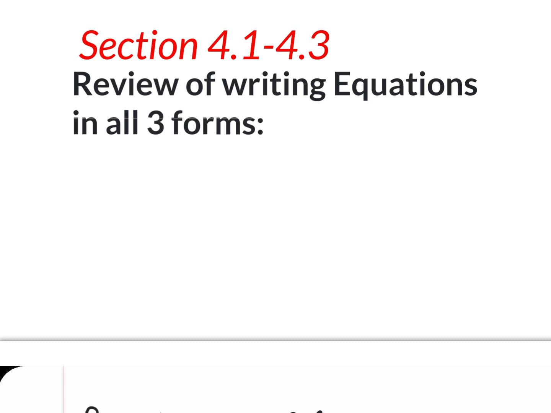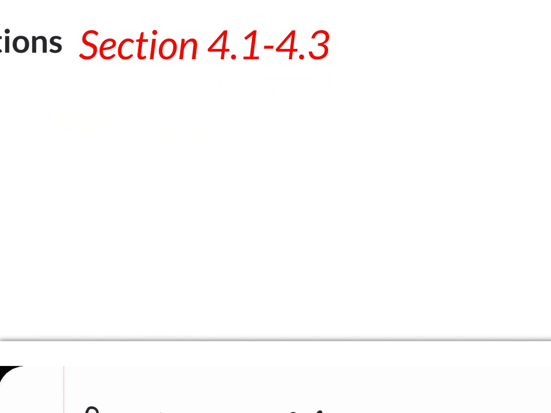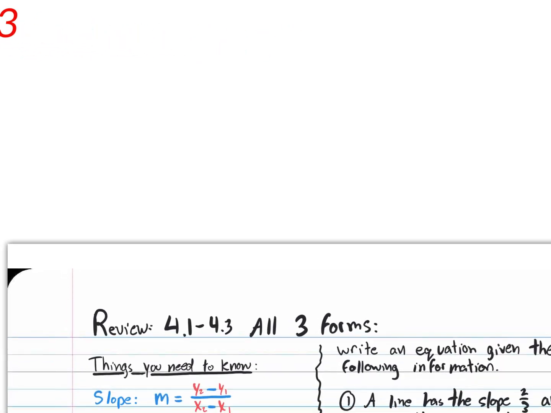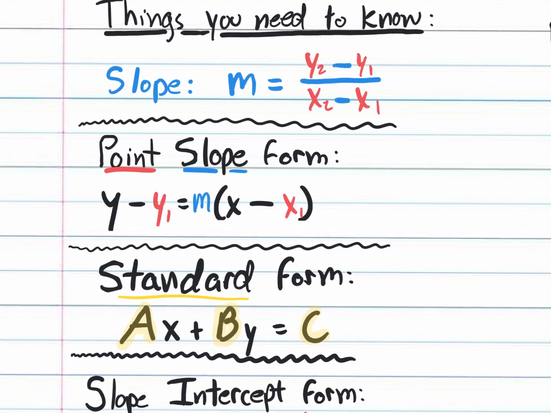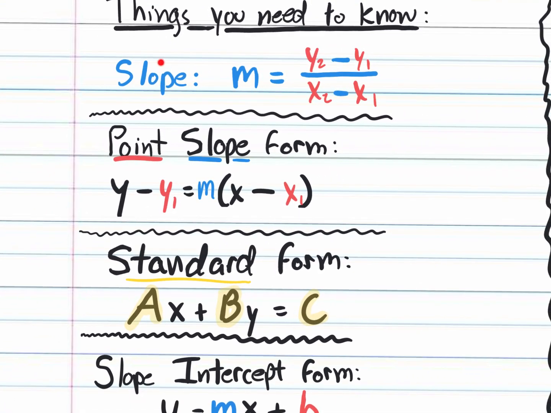So in this video, I'm going to attempt to teach you everything that you need to know on Unit 4 so far, which is reviewing all the different forms of writing equations, okay? So the title is right here, and the first thing to do would be to go over the notes, the things that you need to know in this section. So you need to know the slope formula. We all know that the slope formula is m equals y2 minus y1 over x2 minus x1.